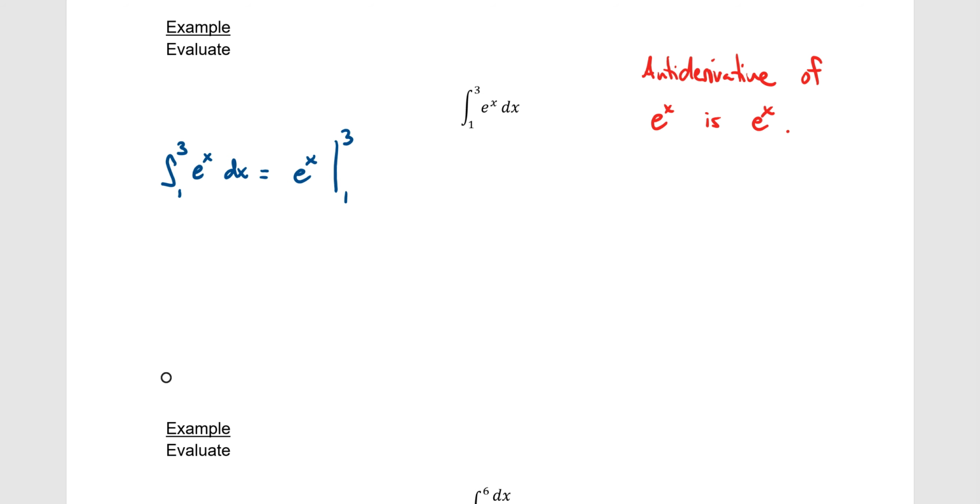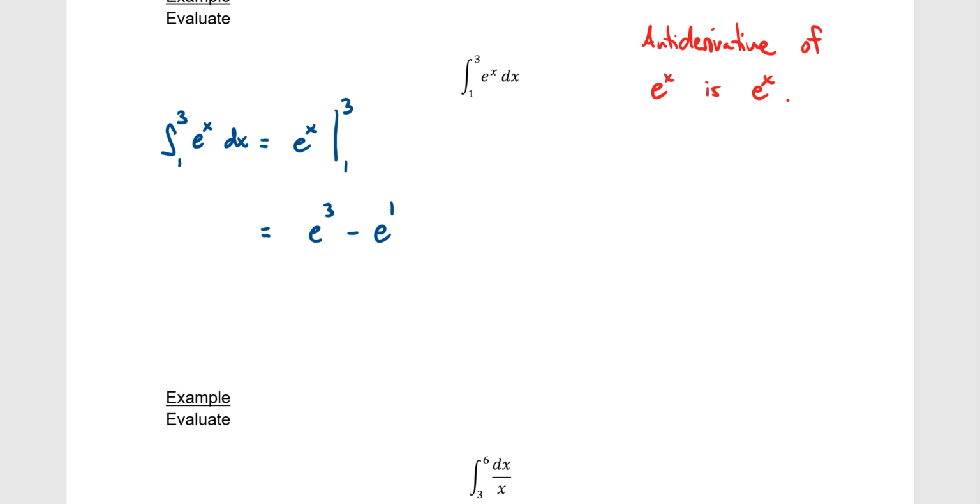Okay, so all we have is e to the x from 3 to 1. So we plug in upper bound minus lower bound. So that's e cubed minus e to the first. And we're just going to leave it like that. E cubed minus e, whatever that number happens to be, we're going to leave it just like that.